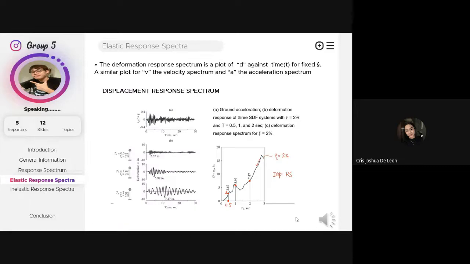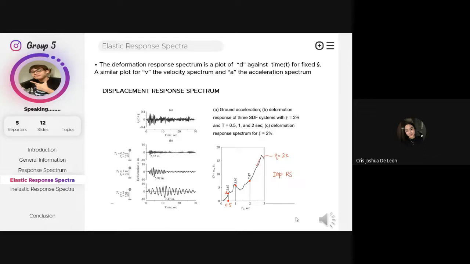The deformation response spectrum is a plot of D against time t for fixed damping ratio, a similar plot for V, the velocity spectrum, and A, the acceleration spectrum. Here's the example of a displacement response spectrum subjected to a ground acceleration, deformation of a response of an SDF system with damping ratio of 2% and time interval of 0.5, 1, and 2 seconds. And ayan yung example nung response spectrum ng bawat time interval.